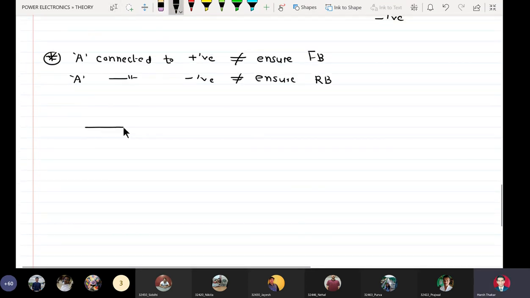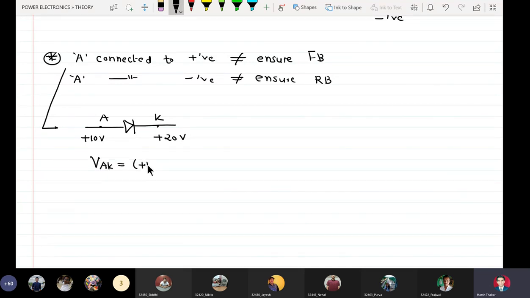Okay, so we can prove this point here. This is a diode, anode, cathode. This is connected to plus 10, this is connected to plus 20. So VAK is equal to plus 10 minus plus 20 equal to minus 10. So the conclusion is the diode is reverse bias. Why? Because potential difference between A and K is negative.